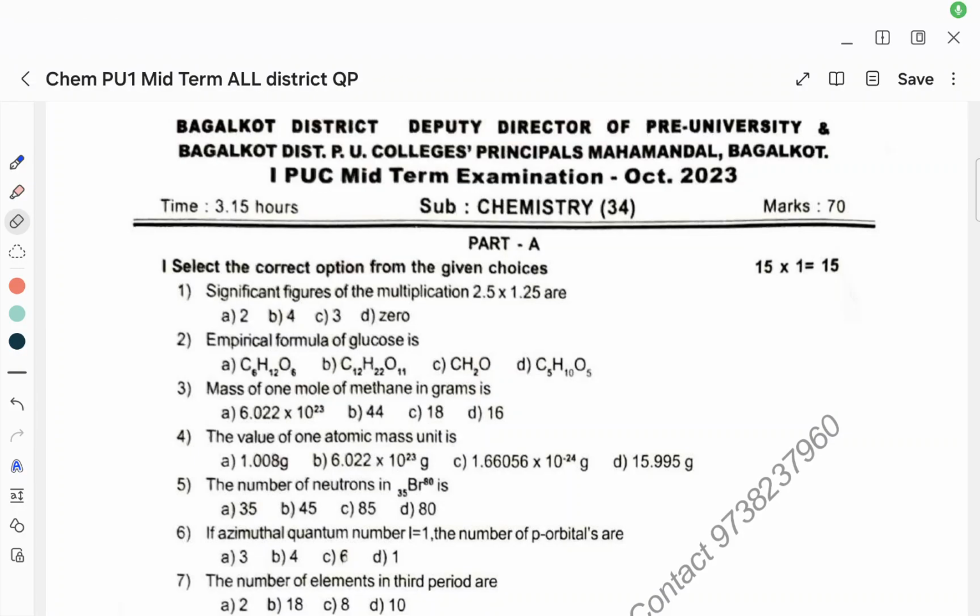Everyone, today I am going to discuss the Bagalkote district first PUC midterm exam previous year question paper. I am going to discuss only the MCQs and fill in the blanks. Let us discuss the first question.